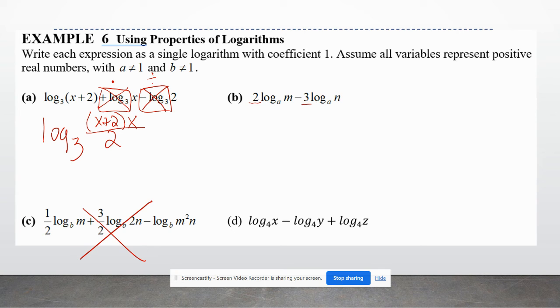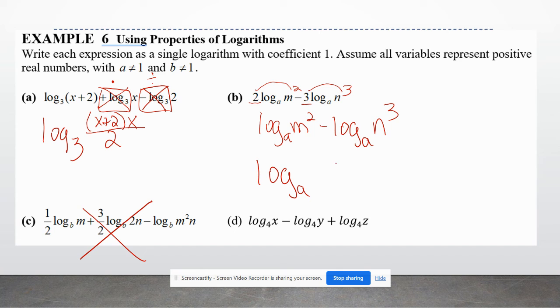I've got to start with moving our stuff in front of the logs back to where they came from, which in this case, they were exponents. So I have log base A of m squared minus log base A of n to the 3rd. Condense this down to a single log. We have m squared, minus log base A comes out. That started as division. So over n to the 3rd.